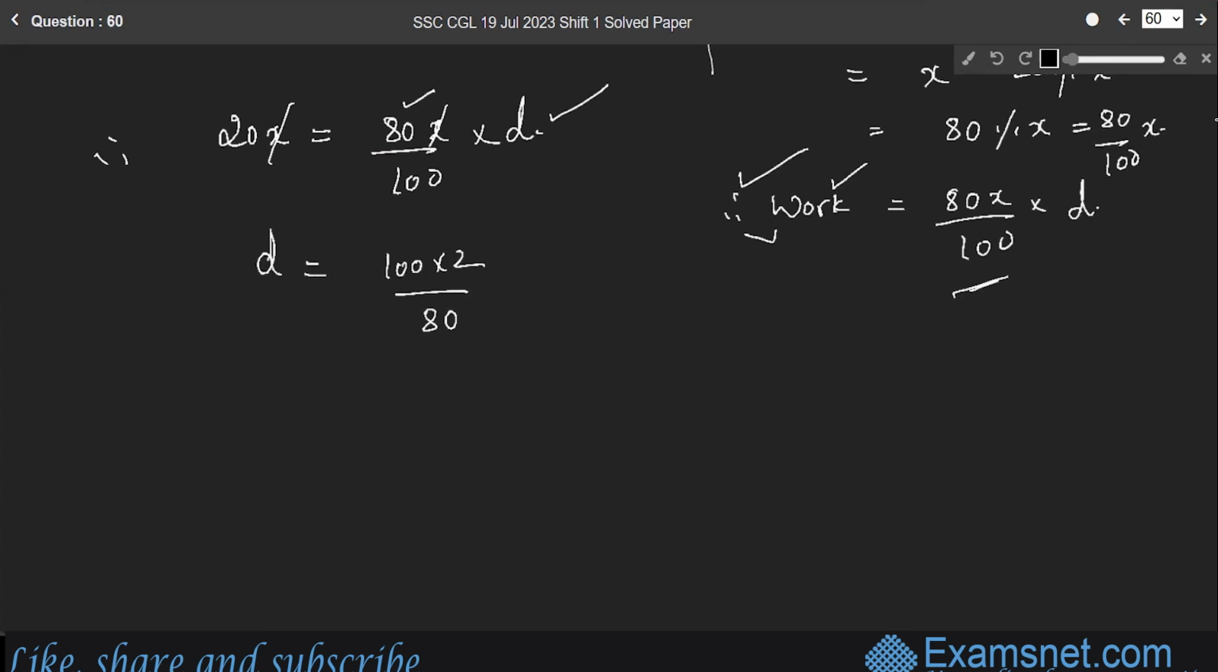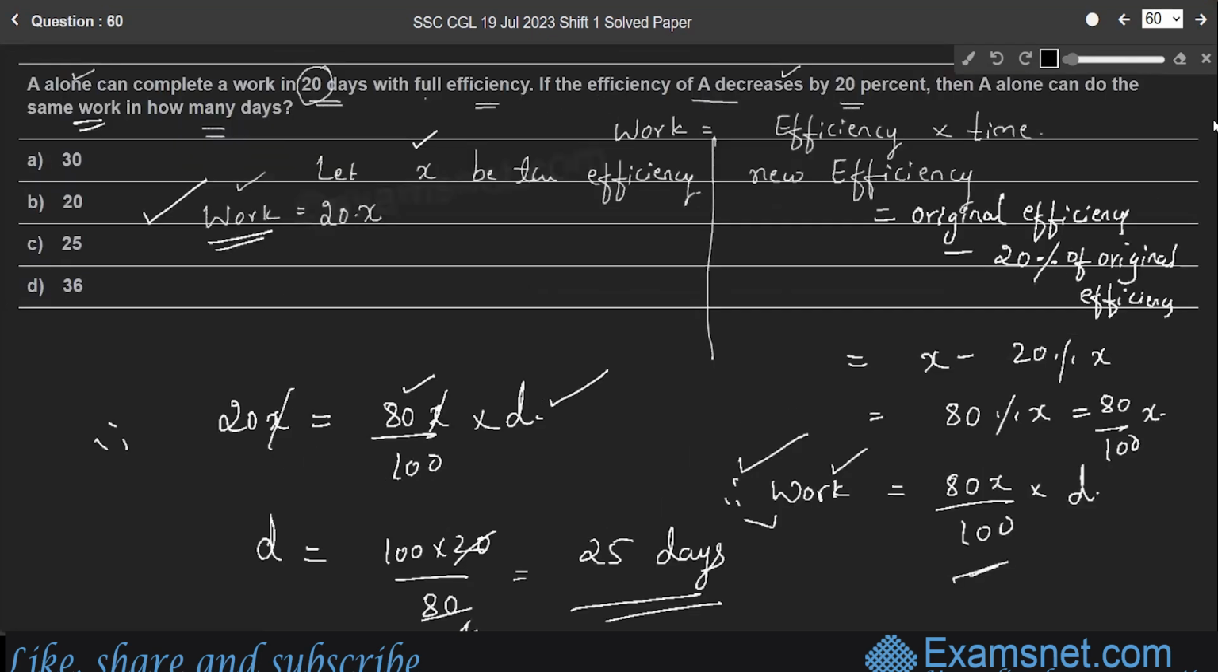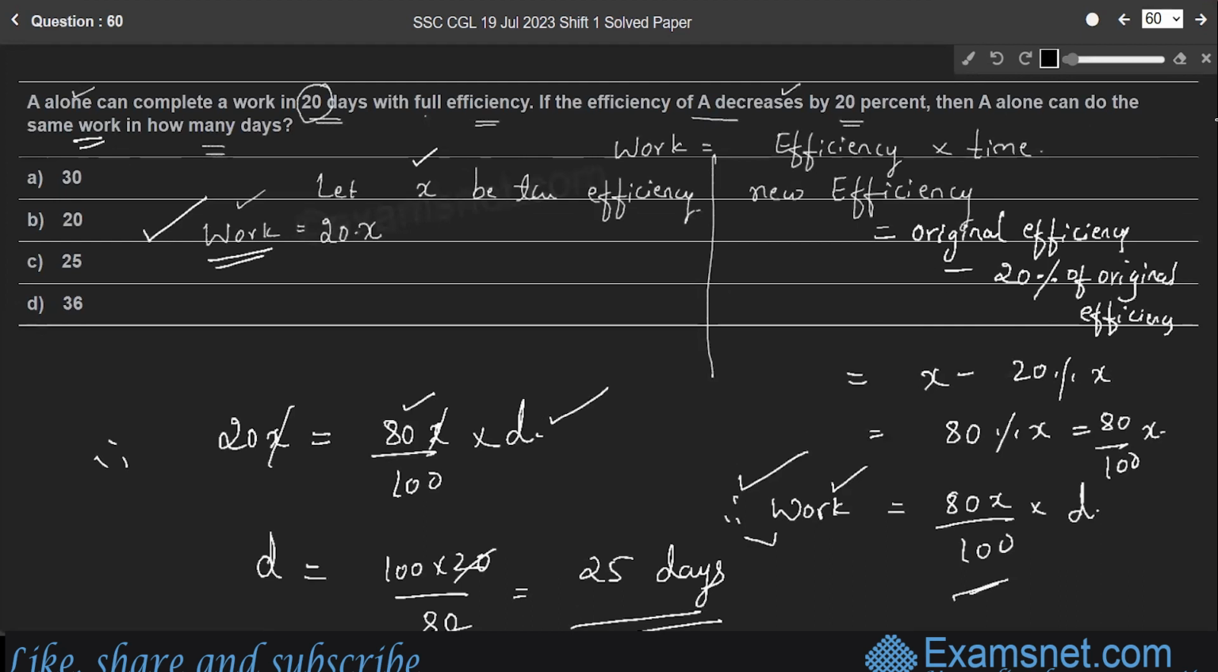Therefore, D is equal to 100 into 20 by 80. 20 into 4 is 80. So 100 by 4 is 25. So person A is going to take 25 days of time with his new efficiency. Therefore, option C is the right answer.